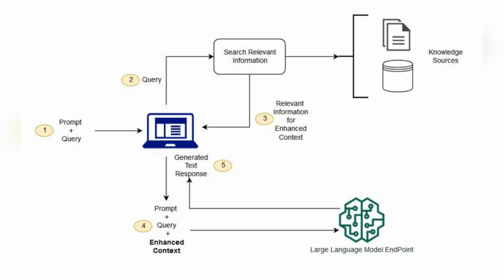Here's a simple diagram illustrating the traditional retrieval augmented generation system. Now, there's a challenge with the traditional retrieval augmented generation approach. It often struggles to retrieve highly relevant data based on the current context. This can lead to inaccurate or incomplete answers.